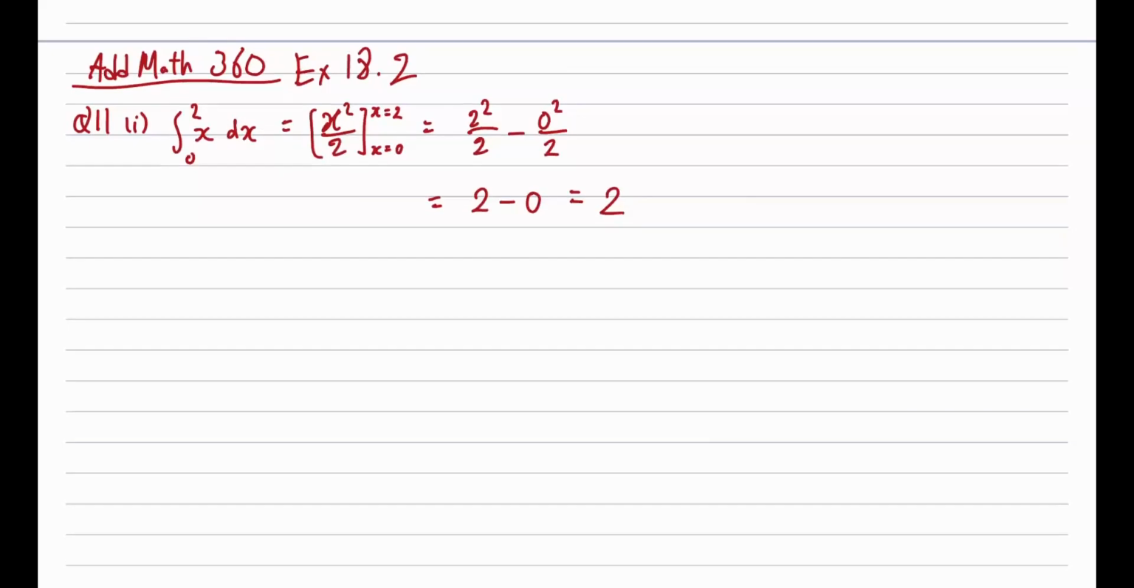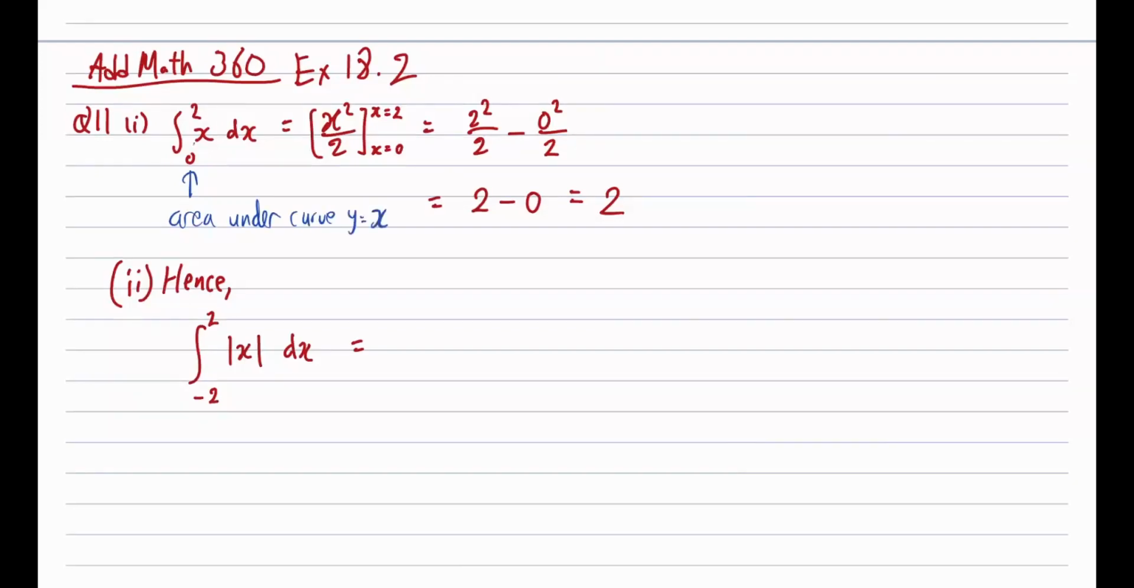Yeah, then for part 2, what they were asking you to do is find the integral of, let me find the question again, from -2 to +2 of modulus x dx. What you need to understand is that a definite integral is actually the area under a curve from y equals x, in this case, from x equals 0 to x equals 2. The 0 being the lower limit and the 2 being the upper limit.